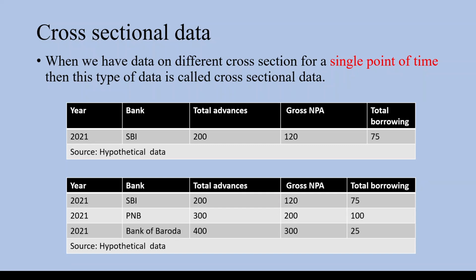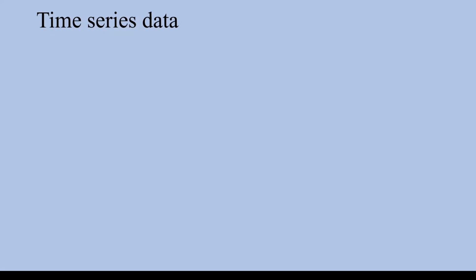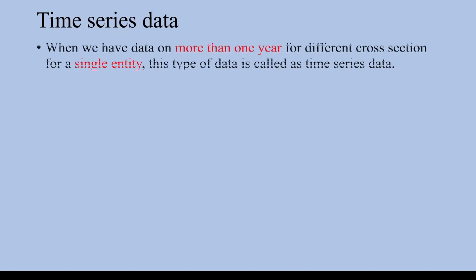Now we will be moving to the next type of data, that is time series data. When we have data on more than 1 year for different cross sections for a single entity, this type of data is called time series data. So here two things we need to consider: more than 1 year, means we have data for more than 1 year, and a single entity. We will be discussing this through an example.